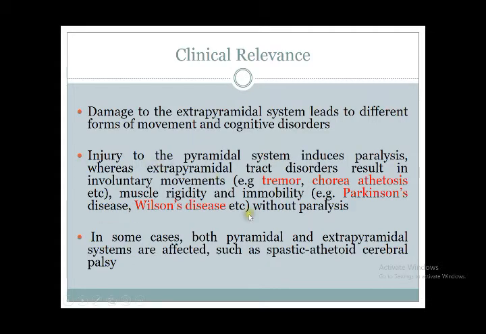Injury to the pyramidal system induces paralysis. What is the pyramidal system? This is the corticospinal system. For example, when it is affected in stroke, it will cause what? Spastic paralysis on the contralateral side. Whereas extrapyramidal tract disorders result in involuntary movements, for example tremor, chorea, athetosis. They may result in muscle rigidity and immobility, for example in Parkinson's disease and Wilson's disease, but without paralysis. Paralysis is not a feature of extrapyramidal disorders; it is a feature of pyramidal disorders. In some cases both systems are affected, such as spastic athetoid cerebral palsy.